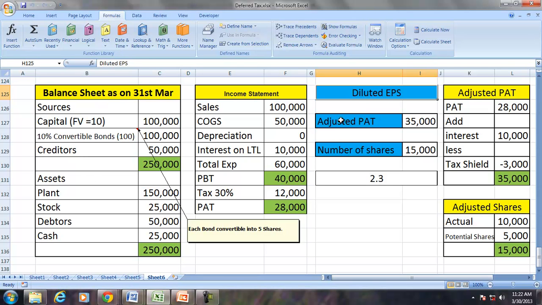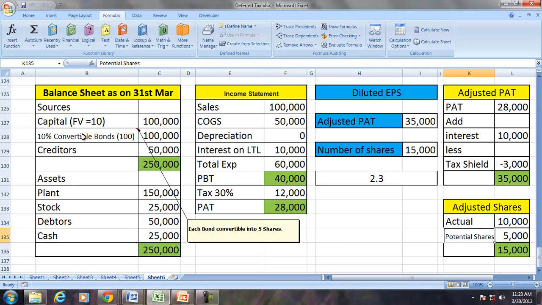So the diluted EPS is adjusted PAT by adjusted number of shares. And the adjusted PAT is PAT plus interest minus the tax shield on the interest. And so 35,000 is the adjusted PAT, adjusted for interest on the convertible bonds. And adjusted number of shares: the actual number of shares is 10,000, but the adjusted number of shares is 15,000. They are adjusted for the potential shares.